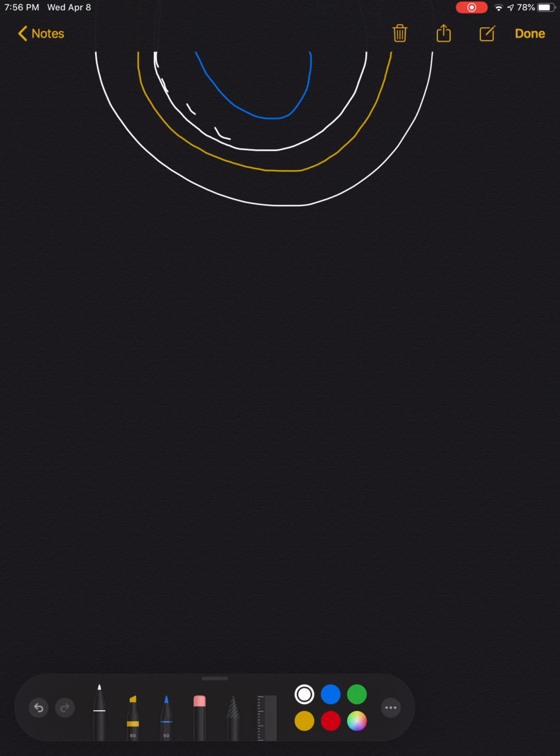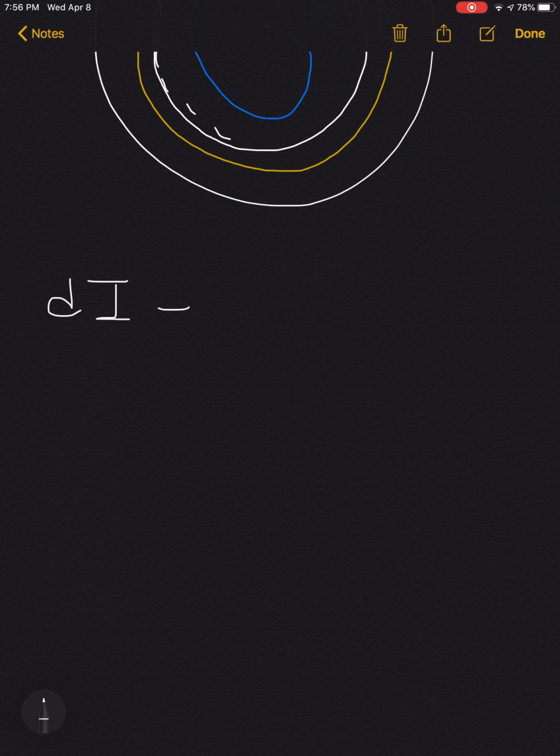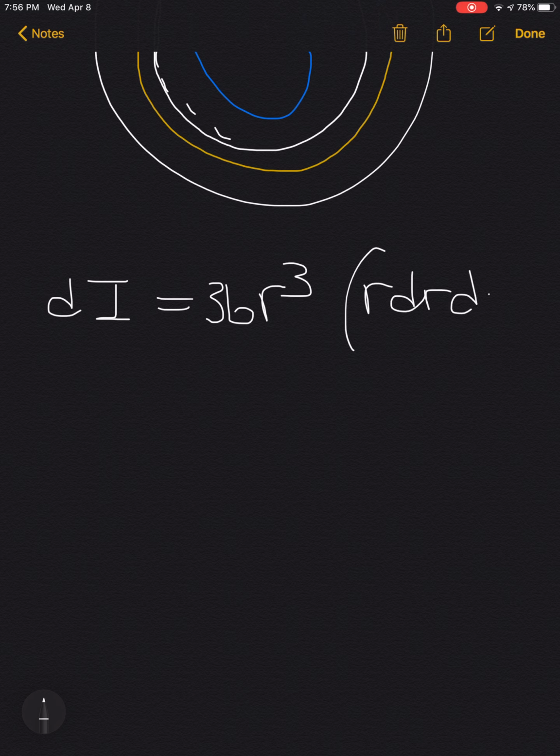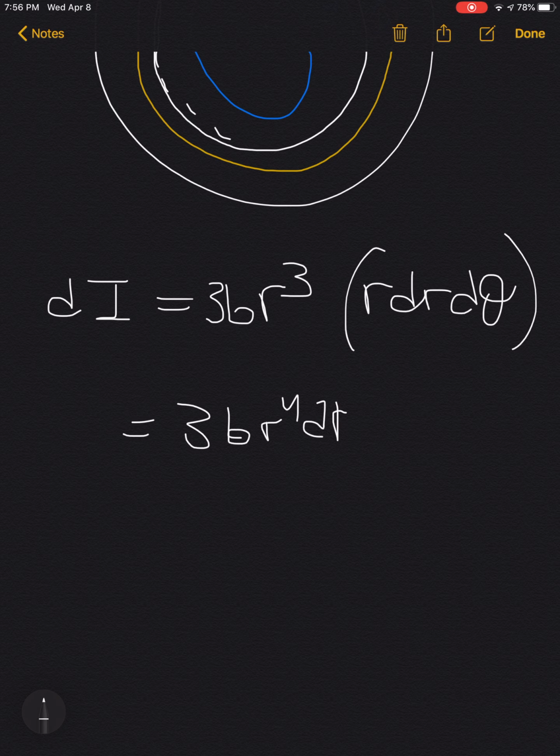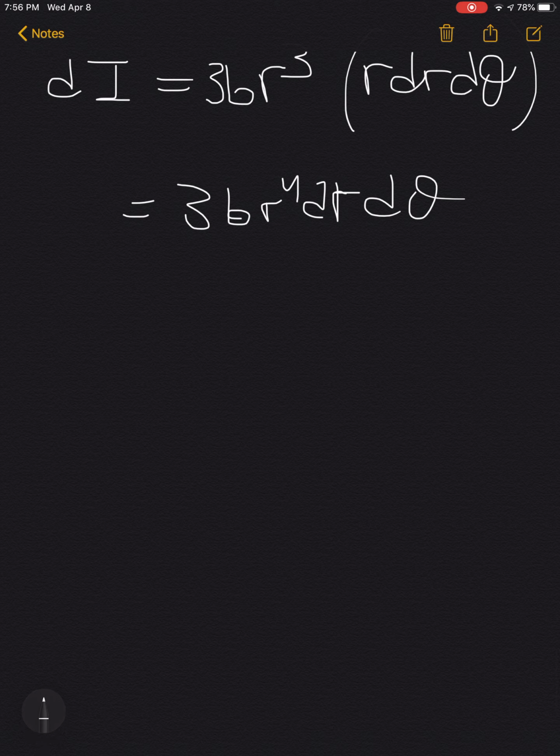So we go back to dI is equal to 3b r to the third times r dr d theta. And this is 3b r to the fourth dr d theta. Perfect. Okay, so we're going to go through a lot of the same steps. I'm going to skip this a little bit, but I'll at least write out the full integral for I enclosed.